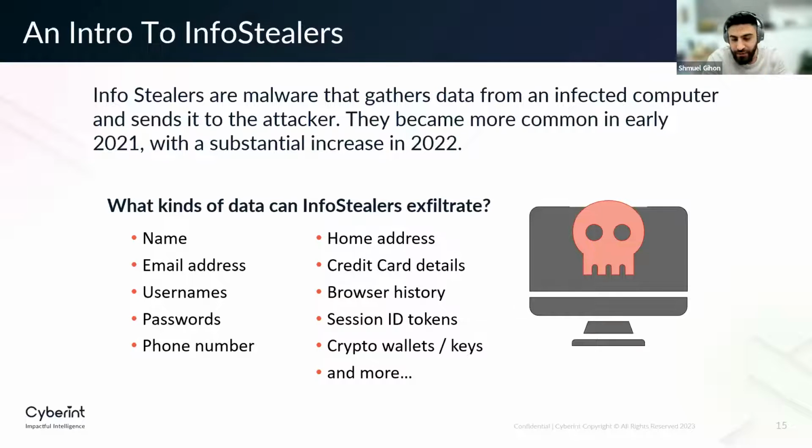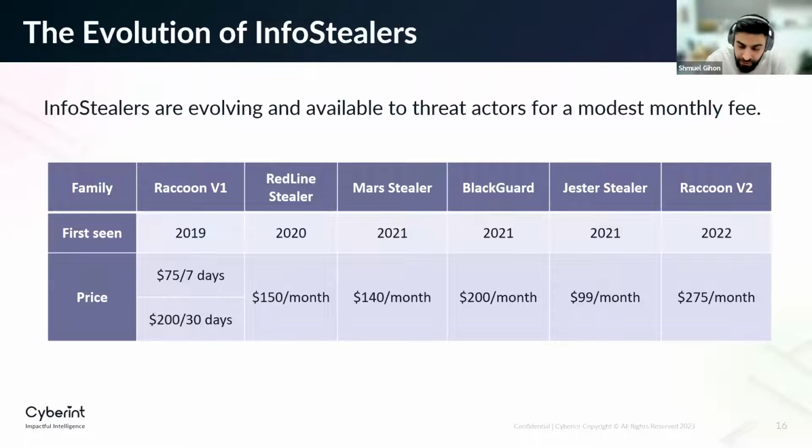The info stealer landscape in general is an industry that is growing steadily, but it's growing a lot. The idea is that we have several groups. We have Raccoon, Redline, Mars, Blackguard, Jester. You can see that everyone started pretty much in 2019, 2020, 2021. They're the most solid ones, right?